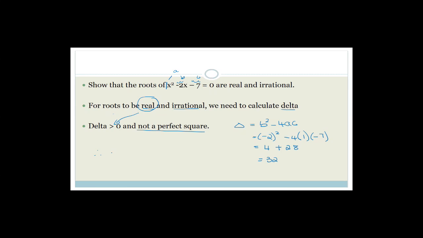So yay, we can say that delta is greater than zero, but it is not a perfect square. Not a perfect square. You may not write it like that. You have to write it out like that. Therefore, the roots we could say are real. They are irrational.